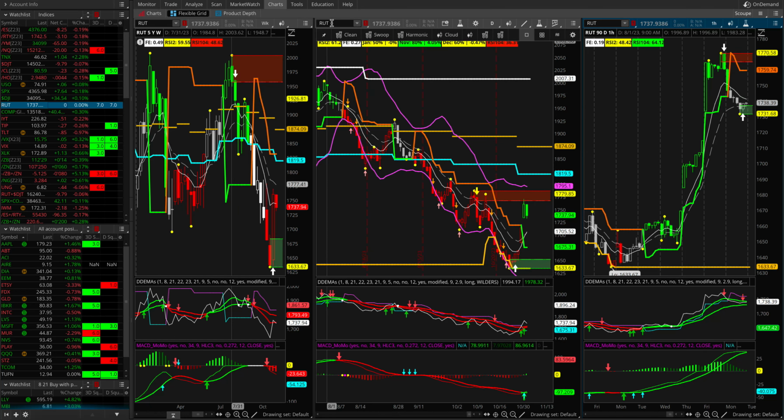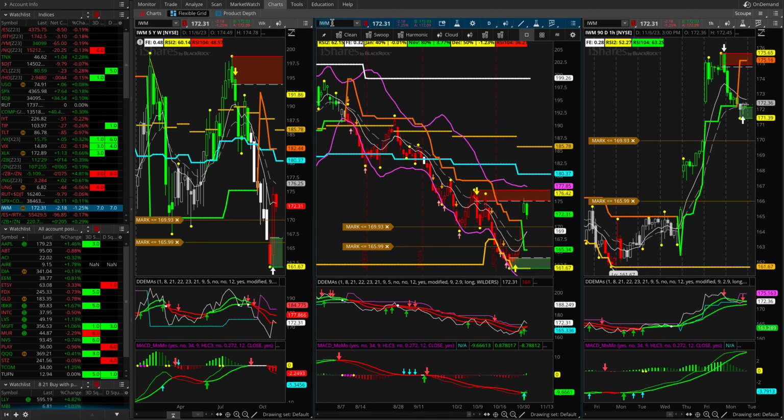And let's look at IWM, because that would be the tradable instrument for the Russell, which is why I have these alerts in here. So the price gets down here, I'm going to be looking for reasons to get long and set my risk parameters, my stops, and my targets.